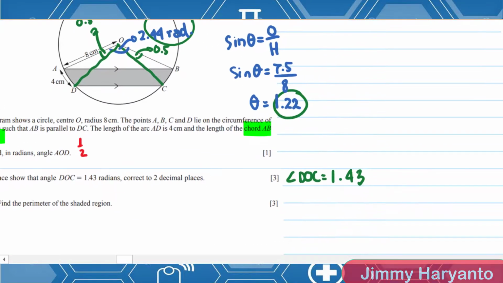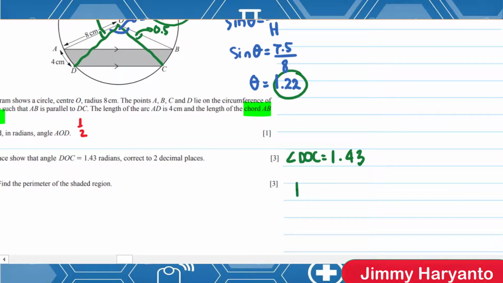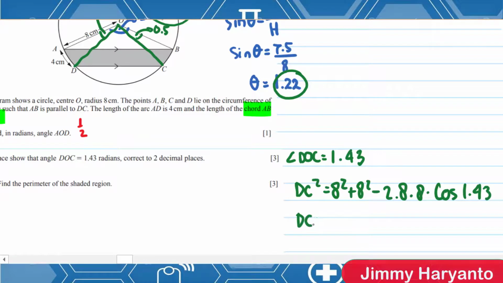And then the perimeter of the shaded region, the perimeter, that means I have to find DC ya. I have to find DC using cos rule. DC square equals 8 square plus 8 square minus 2 times 8 times 8 times cos of the angle. The angle is 1.43. So DC equals square root of. Don't forget to change your calculator into radian mode ya. Minus 2 times 8 times 8 times cos 1.43.